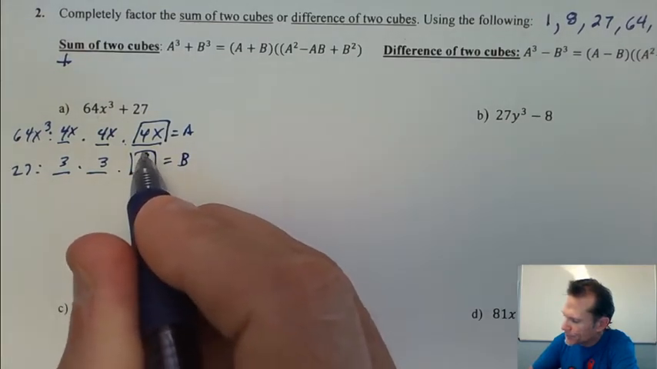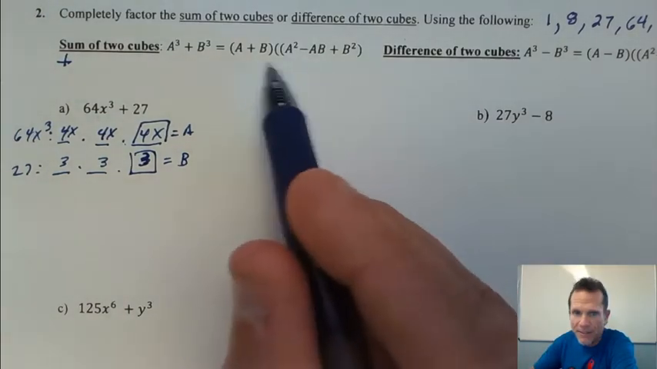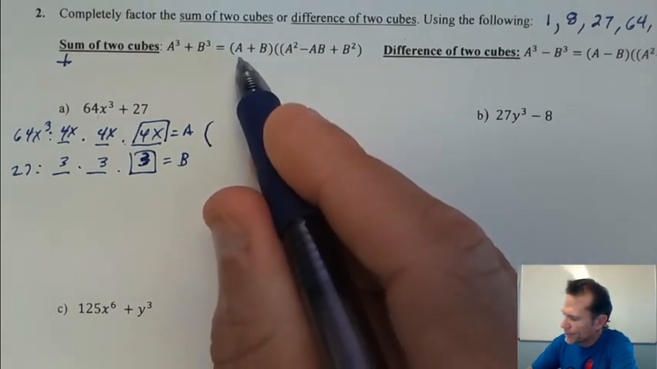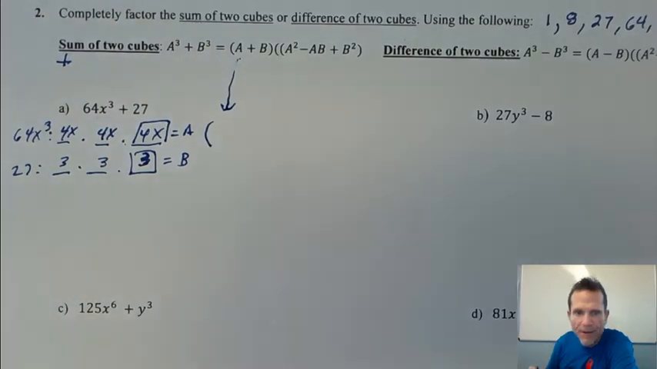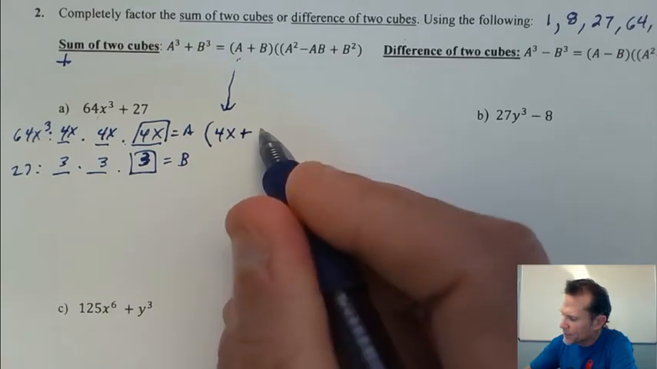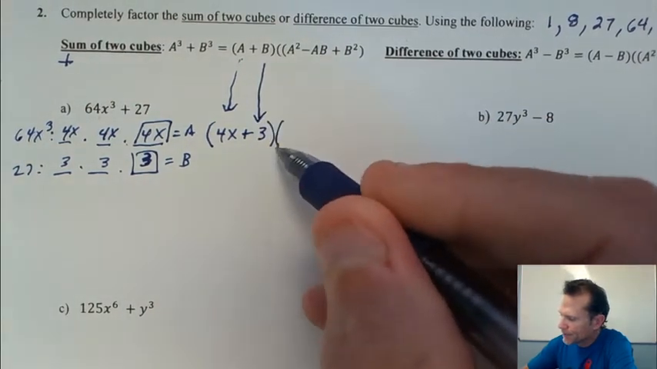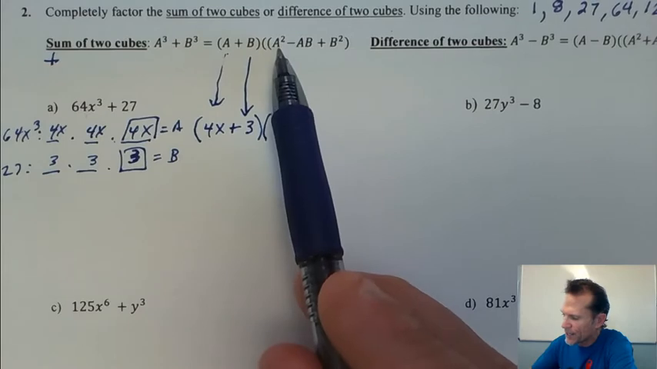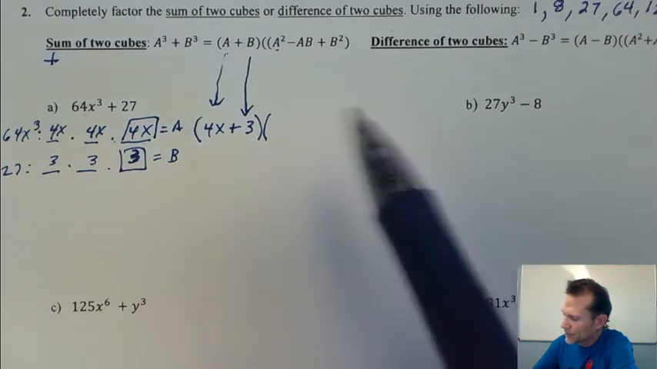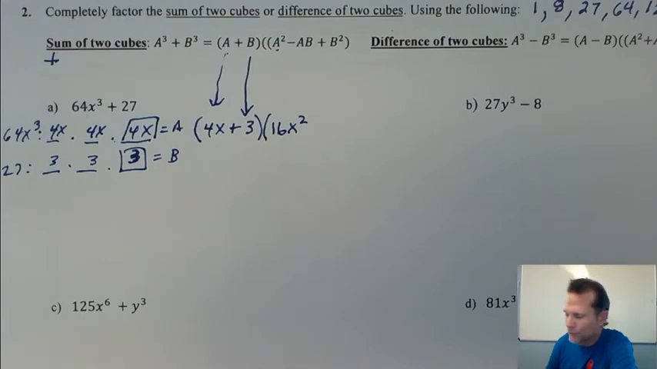All right, I have my a value and b value, and now I'm going to plug them into this part of the formula. So putting in for a here, I have 4x, then the plus sign, and then b is 3. There's my first parenthesis. Then for my second parenthesis, I have to square the a value. You want to be a little careful here. You have to square 4x, and so you want to have 16x squared here. That comes from 4x times 4x.